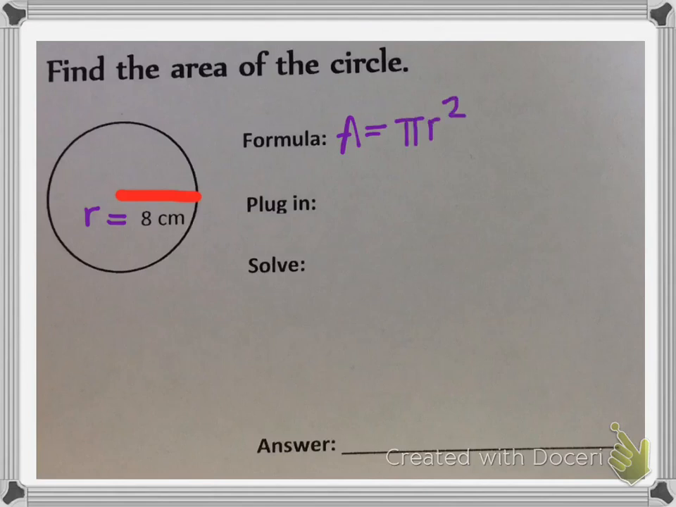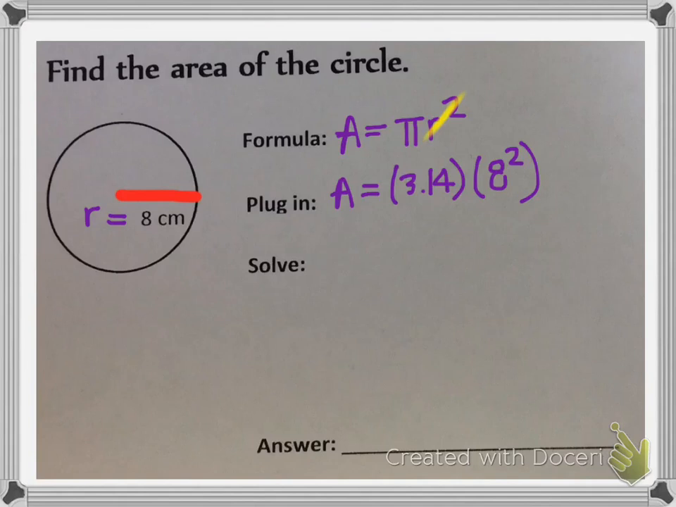Now we have these three steps that we need you to complete every time. You're going to write the formula, and you're going to plug in. So let's plug in. Do I know my A? No, so I'm going to write it down. Do I know pi? Yes, pi is 3.14. Do I know r, my radius? Yes, it's over here. Radius equals 8, and then it has a squared. Notice that that squared is only on top of the r. So it's 8 squared, not the whole thing squared, not pi squared, just r squared, 8 squared.